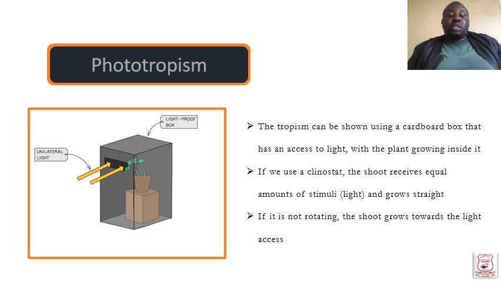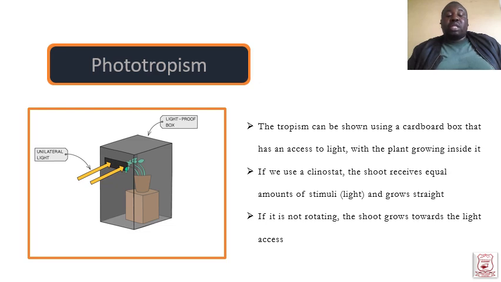We can also show this in a laboratory when we use a clinostat and put a plant in a lightproof box. If we initially switch on the clinostat and it starts to rotate within this lightproof box, and there's only a small window for natural light to pass in, because the plant is being exposed to equal amounts of light because of the rotating clinostat, we are going to see that the shoots are going to grow straight upwards.